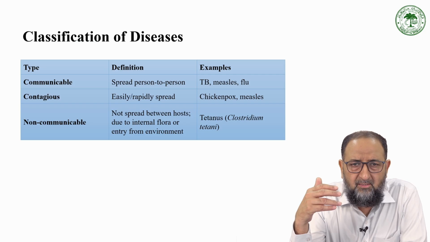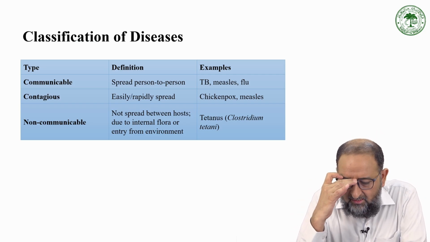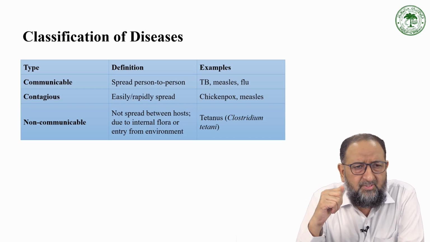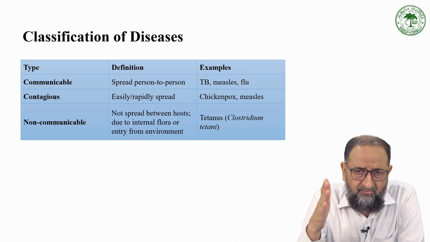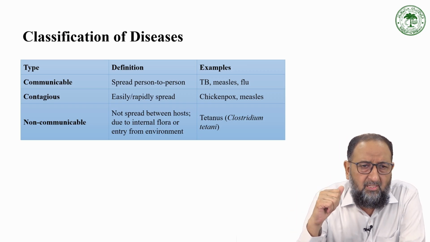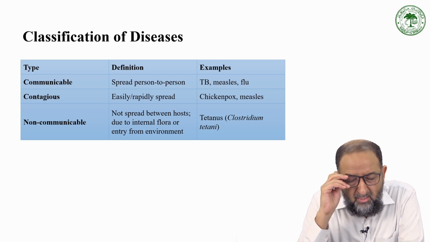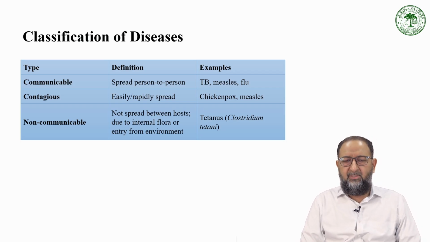Now, these are the 4 conditions for establishment of infection, and if the conditions appear, then we call it infection. The classification of disease is basically divided into type, definition and example: communicable disease, contagious disease and non-communicable disease. Communicable disease means spread from person to person, like TB, measles, flu, whereas a contagious disease is one that spreads easily and rapidly.